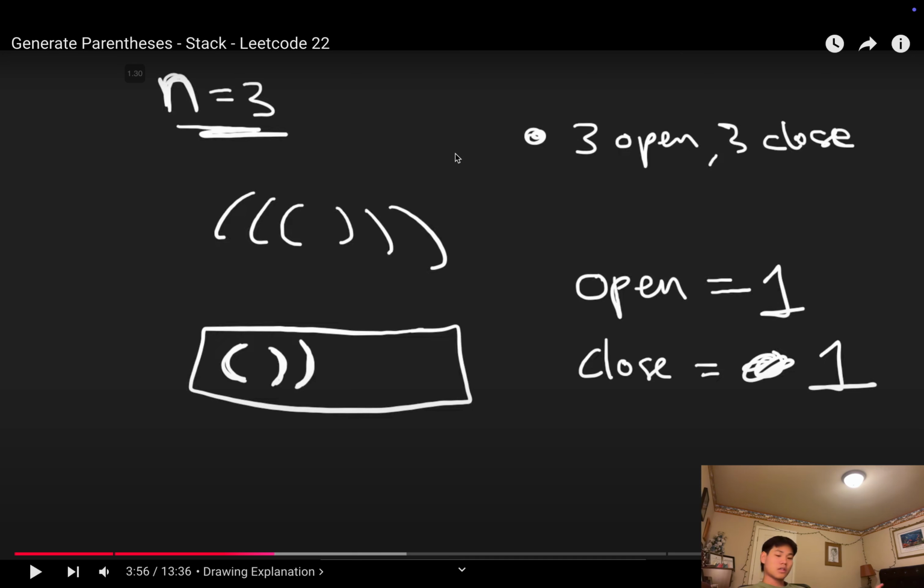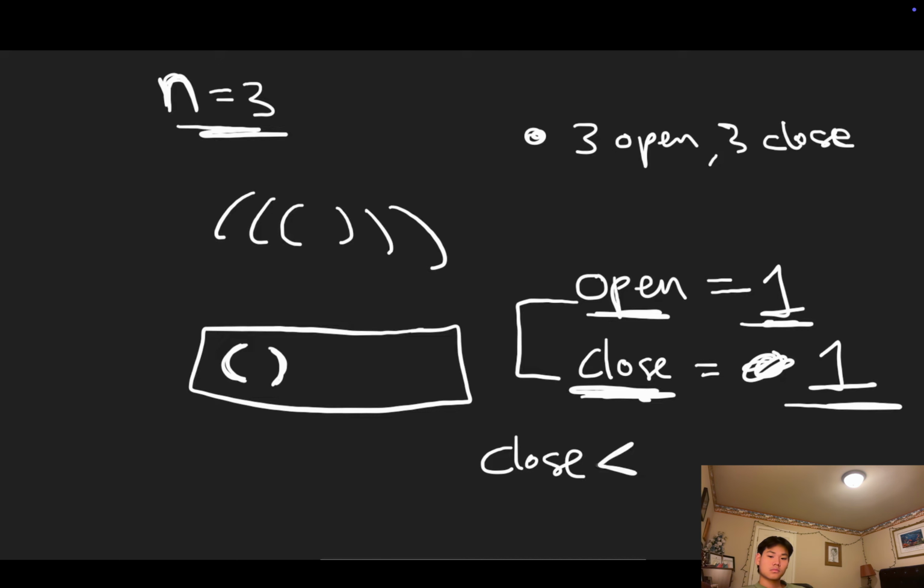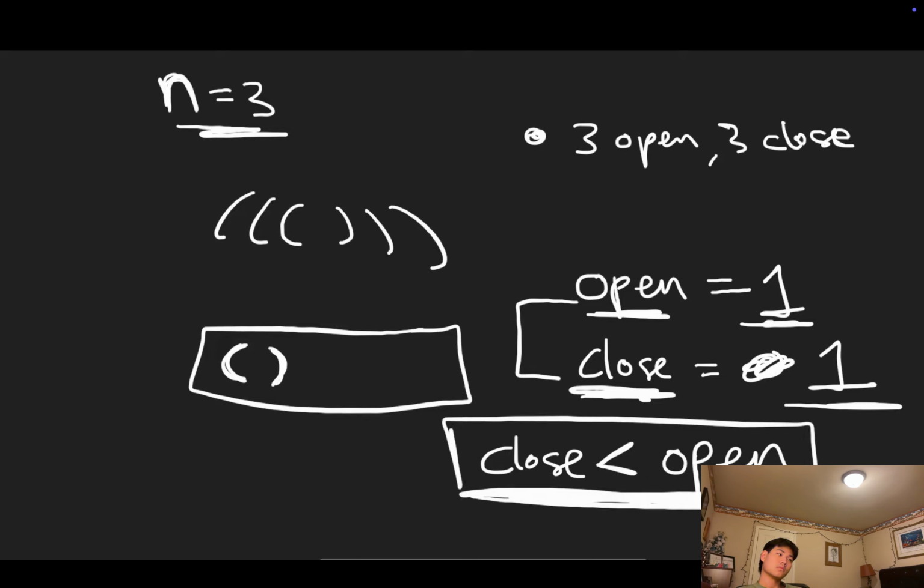Just take a look at the count we have so far. Before we add the parenthesis, we have a count of 1 for closed, we have a count of 1 for open. Basically, what this tells us is that we can only add a closing parenthesis if the count of closing parentheses is less than the open count. Only if this is true are we allowed to add a closing parenthesis.